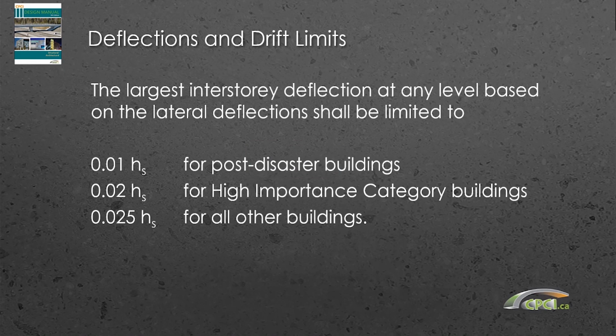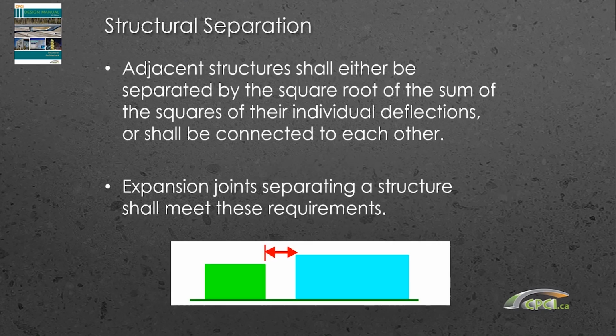And still the same drift limits as before, 0.025 times the height of your structure or floor-to-floor height, again for typical buildings. And again, same structural separation where you have two structures, could be at an expansion joint or adjacent structures, allowing them to sway in the earthquake. And you can use the square root of the sum of their individual deflections. Remember to magnify the deflections as we just mentioned.